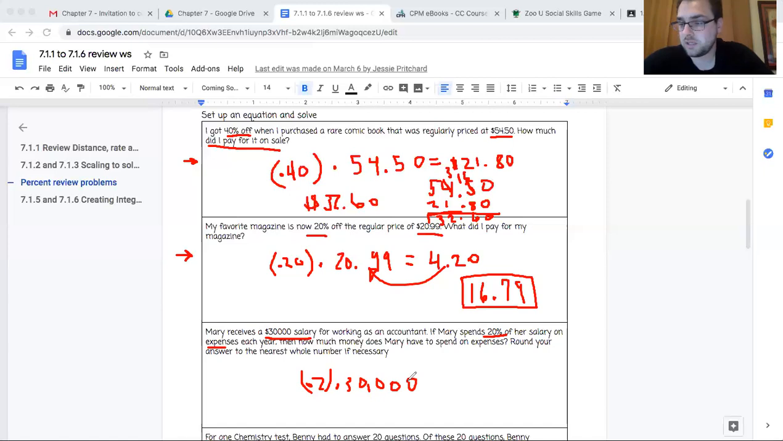We know that she's going to spend 20% of her salary on expenses. So then how much does Mary have to spend on expenses? Now all we need to do is take 0.2 for 20%. We're going to multiply that by 30,000. Go ahead and grab your calculators. 0.2 times 30,000 equals $6,000. So out of that $30,000, she spends $6,000 of it on expenses. Now this one, we can leave it at this because it only wants to know how much she has to spend on her expenses. And the number that we came up with was $6,000.